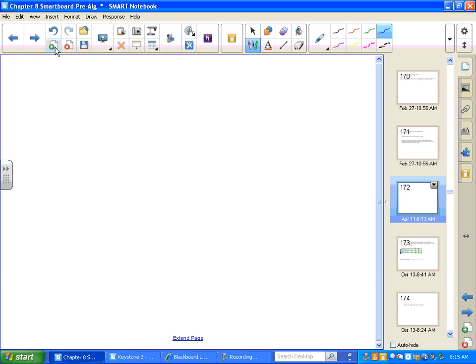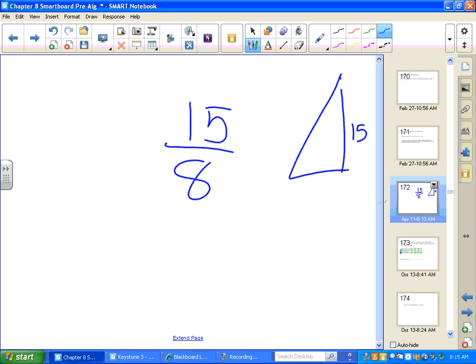All right, Donatus, what is the slope? Good. Donatus, can you explain why? Emma H., turn around, please. Good. So the rise is 15, the run is 8. Okay? So 15 over 8.